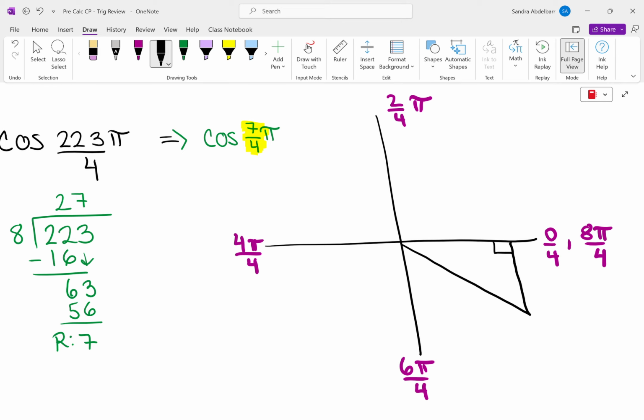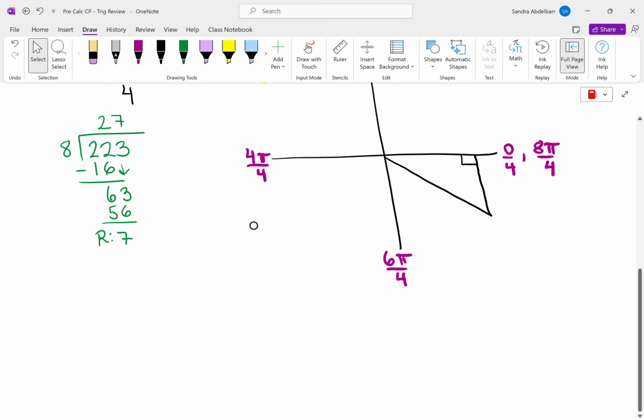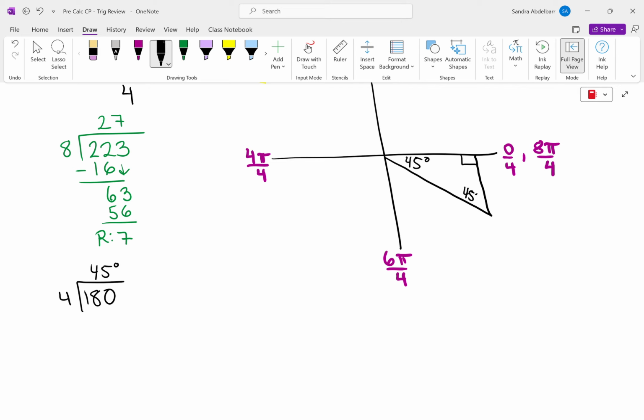Now I need to make my reference angle. How do I find my reference angle again? 180 divided by 4, which is 45. Because this is 45 degrees, it's a 45-45-90, so we have 1, 1, root 2. Which of these, if any, are negative? The one going down. To the right is positive, going down is negative.